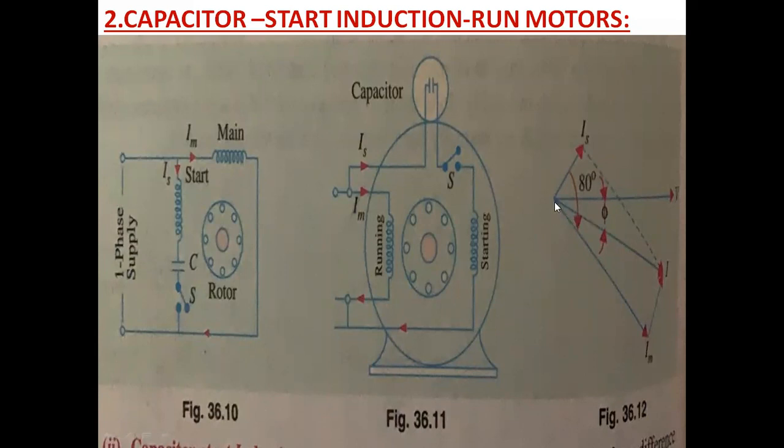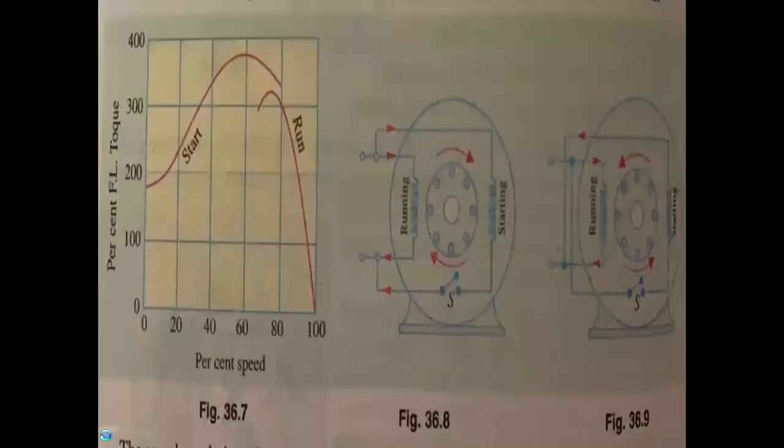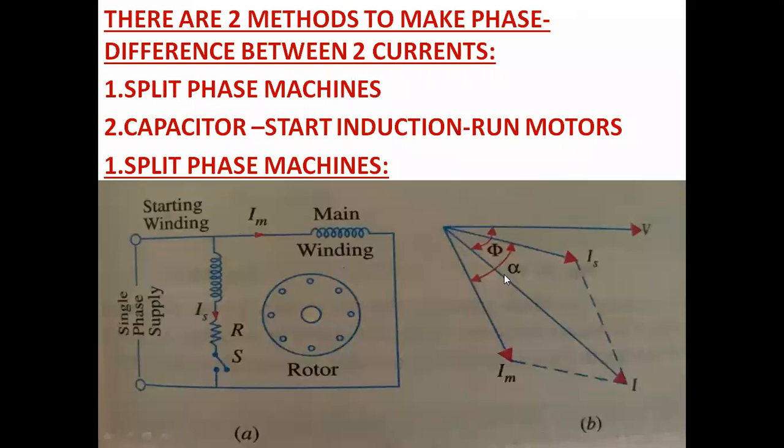But if it is located below, as in the split phase motor, see here, I am showing you the split phase motor. The starting current is also inductive in nature, and the main current is also inductive in nature, right? So they both lie below V. What is the phase difference? It is just alpha. Both are lying below the voltage, so there exists only a small phase difference alpha.